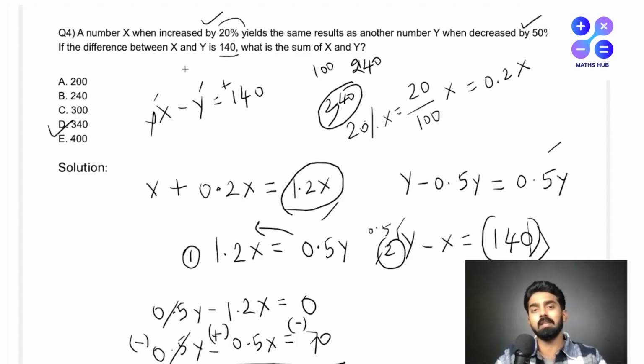Great. So I found that because I tried to check the answer. If the difference between x and y is 140, y cannot be 140, right? So obviously. And you get the difference is 140, and a 20% increase of 100 will give you 120, half of 240 is 120, that works, right? So that's great. Let's move to the next question.